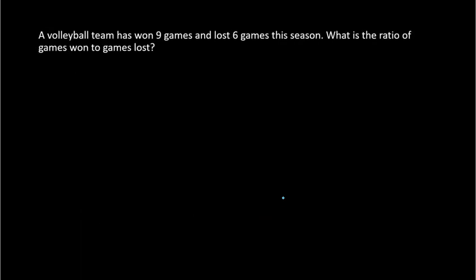Next is an example with sports. So here we have a volleyball example. Let's say some team has won 9 games and lost 6 games this season. What is the ratio of games won to games lost? Well, games won would be 9. To games lost, we lost 6. So the ratio is 9 to 6, or you can write that as 9 colon 6, or you can write that as a fraction where we have 9 over 6.